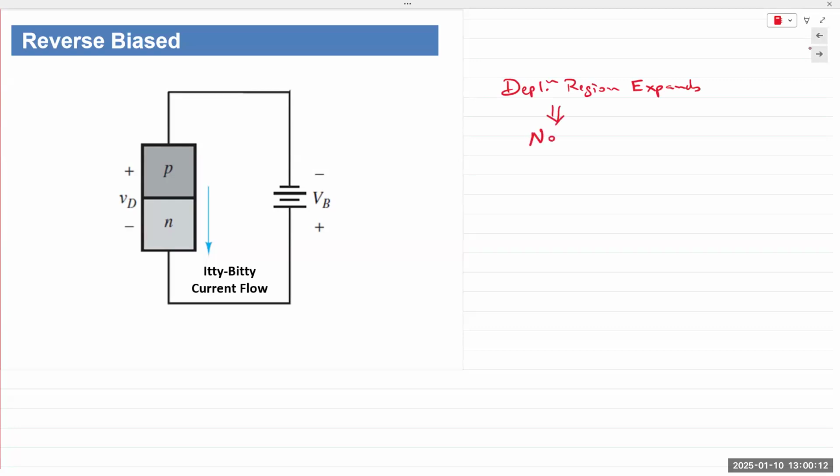And so forward bias behaves like a closed gate, and reverse bias behaves like an open gate. Forward bias is free current flow. Reverse bias is no current flow. And that is where we'll end class today.